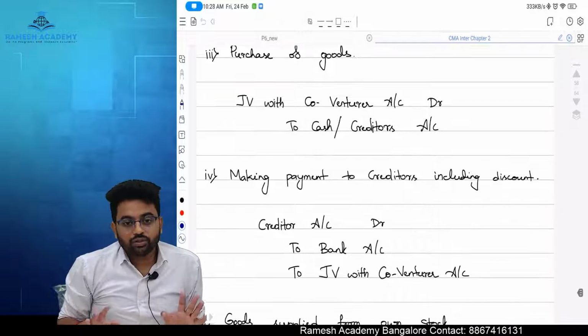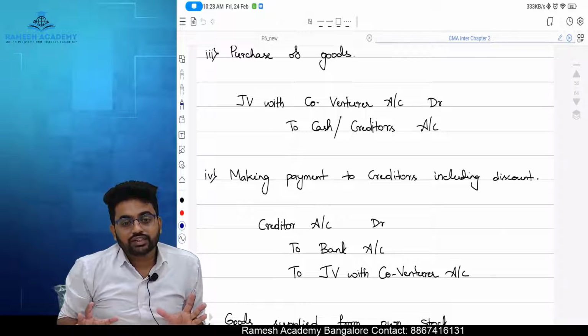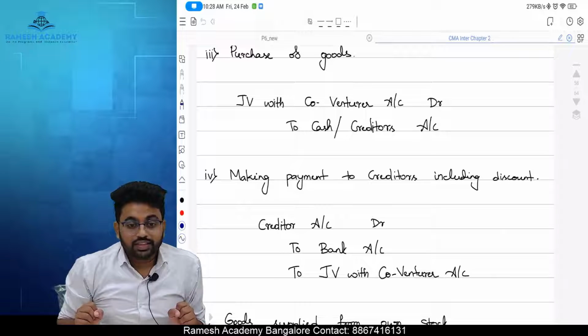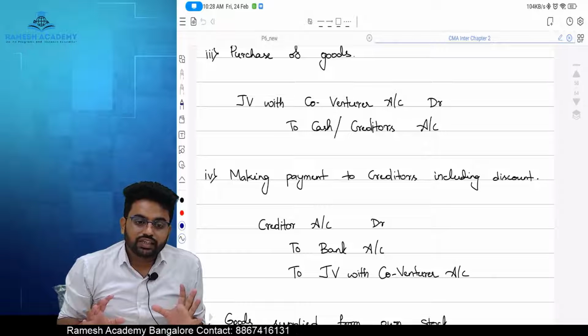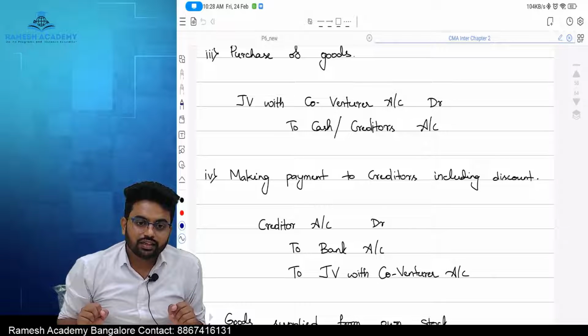When we make a payment to our creditor, also let us assume we are receiving a certain discount from them. That discount is what? Income. We have to credit it. But usually when our creditor gives a discount, what will be the entry?